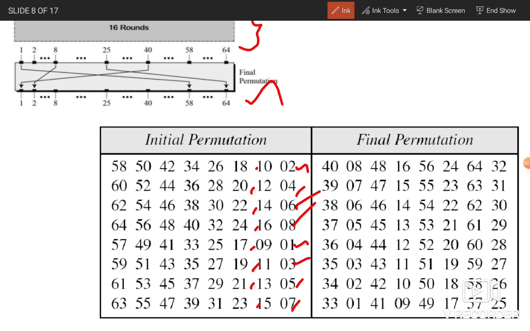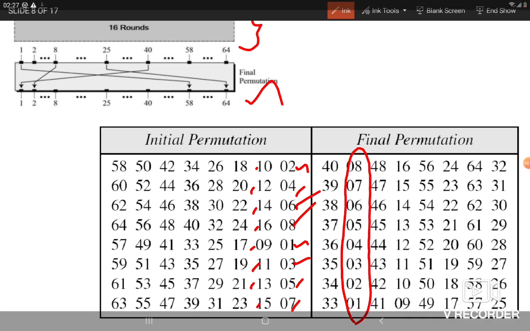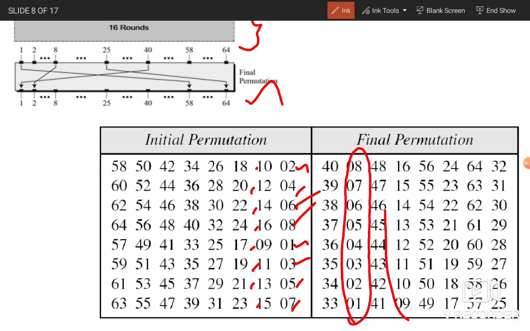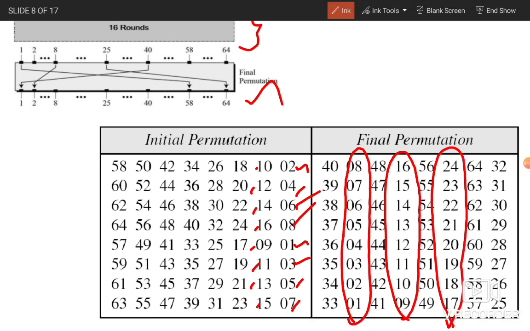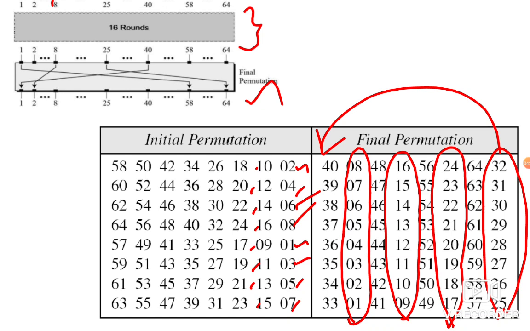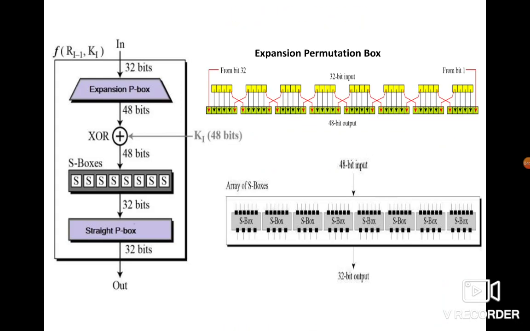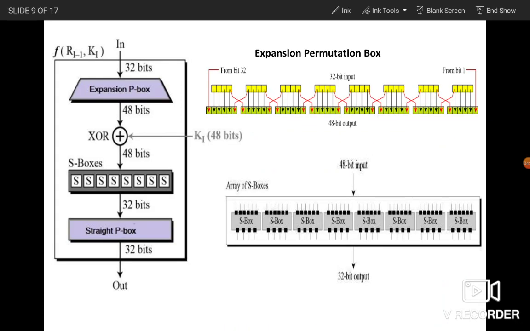And the final permutation is also easy. In the second column, fill 1, 2, 3, 4, 5, 6, 7, 8, and in the fourth column 9, 10, 11, 12, 13 up to 16. Then leave the next column, go with the next one, and fill 17 to 24. Again leave one column, fill 25 to 32, then move to the first column again and restart the process. So this is how the final permutation takes place.